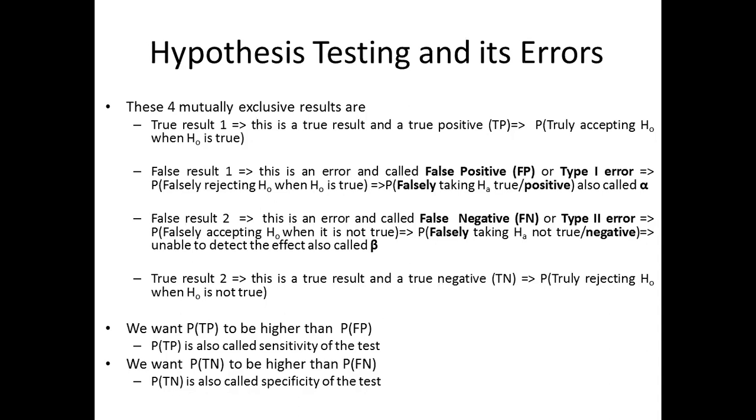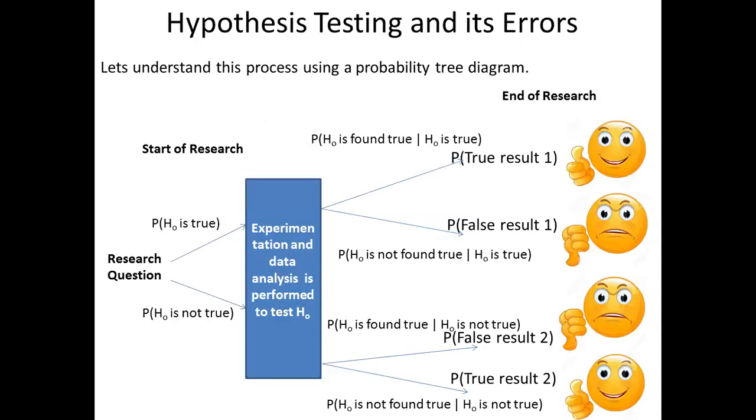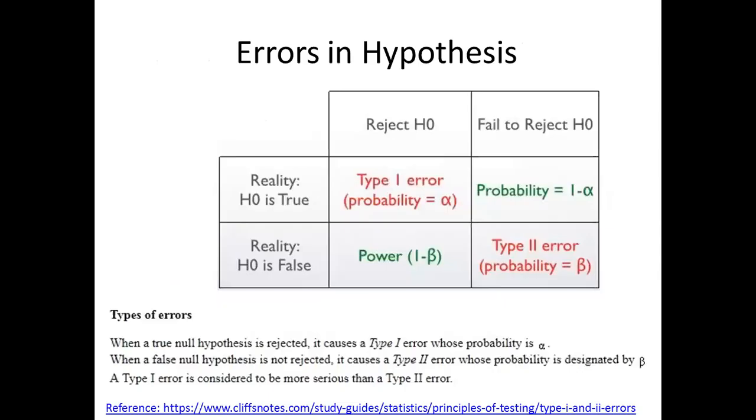The errors and the hypothesis testing phenomena that we just discussed in the probability tree diagram can also be understood in the form of a confusion matrix. If in reality H naught is true and we are rejecting H naught, then we are making an error, which is type 1 error. And if in reality H naught is true and we are failing to reject it, then it is a good result, a true positive, as we just said, and it is shown by 1 minus alpha.